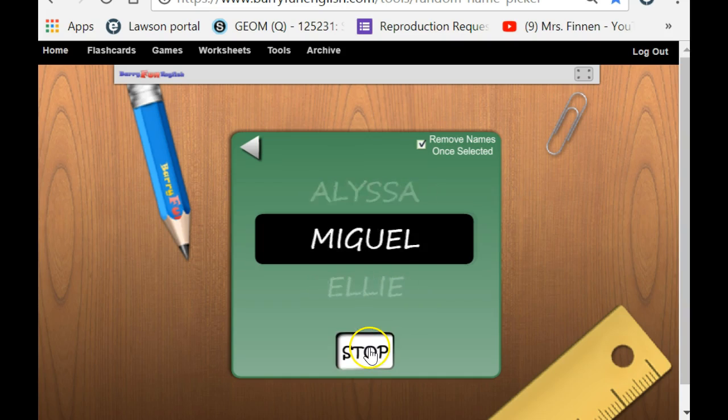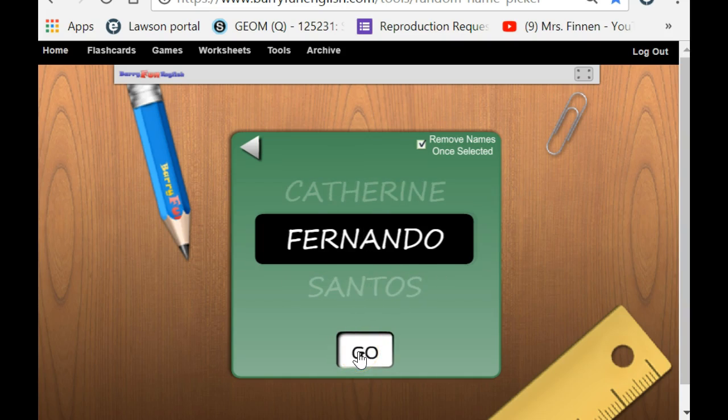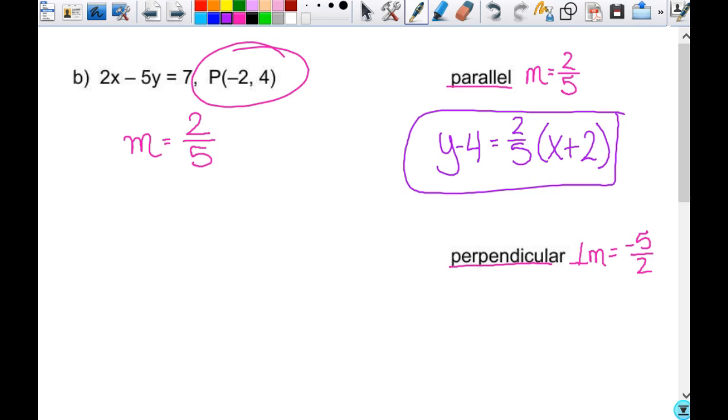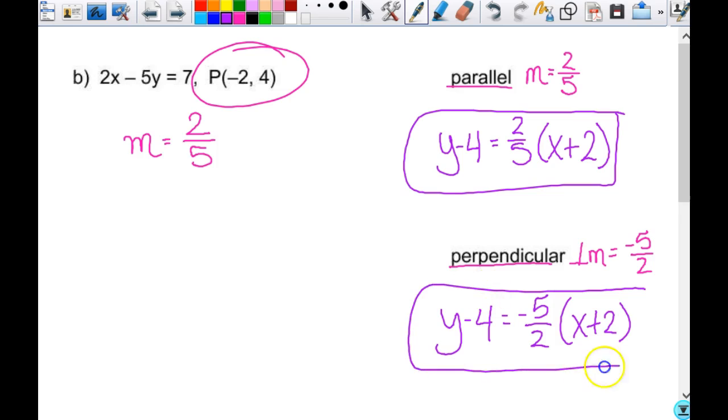All right, and then my perpendicular line, what would that be? Fernando. Okay. Times x plus 2. Good job. Thank you. All right, any questions about that? All right. Now, do you want to go on? I mean, we can put these in y equals mx plus b if you want.